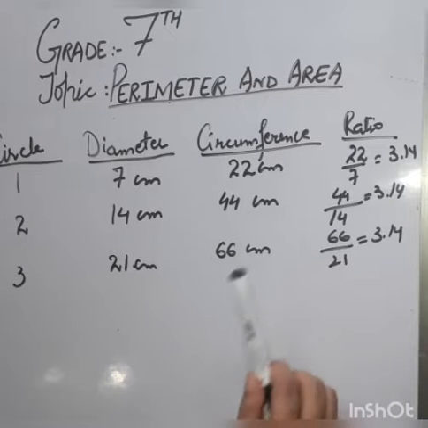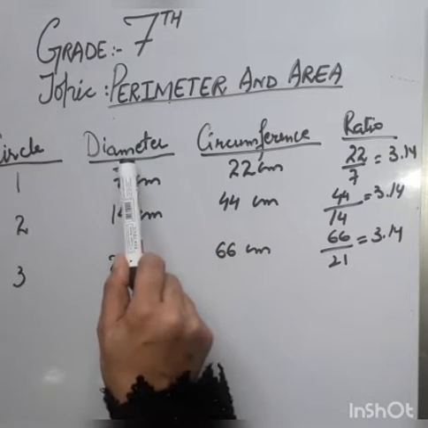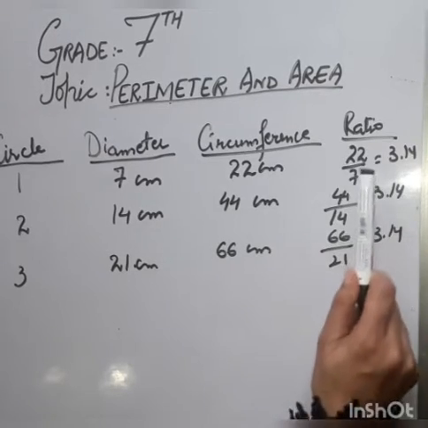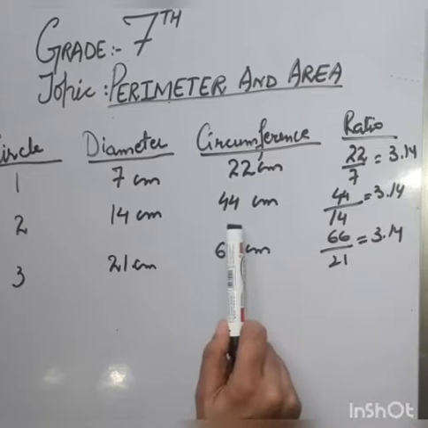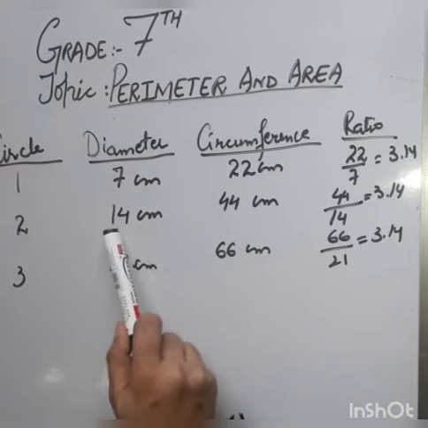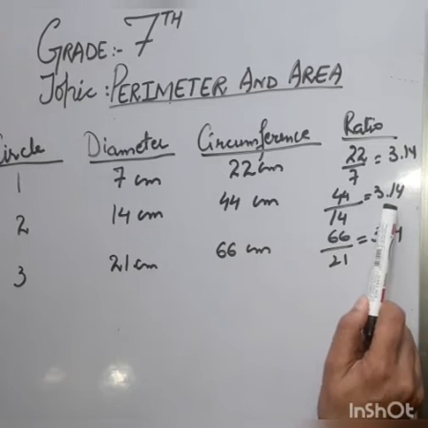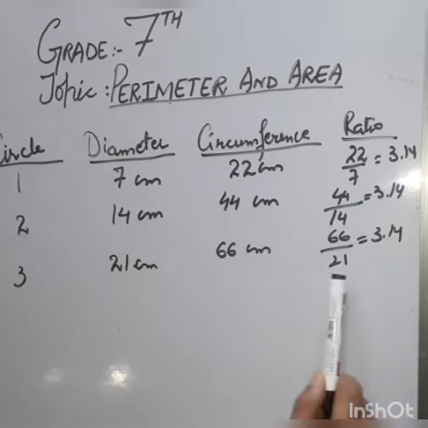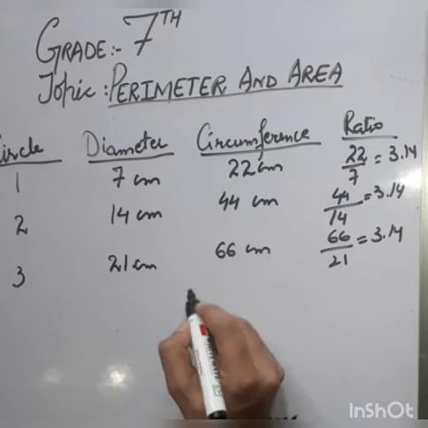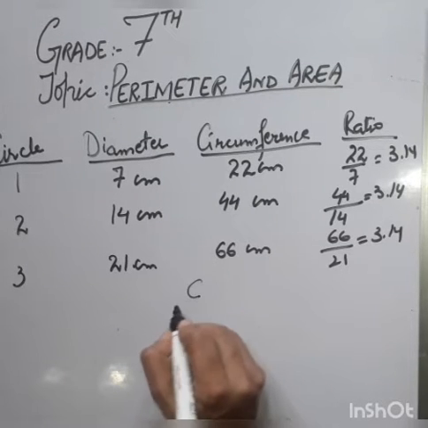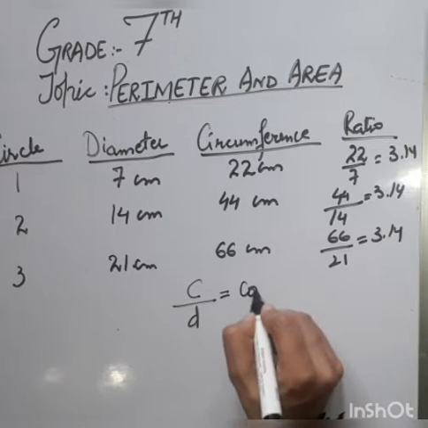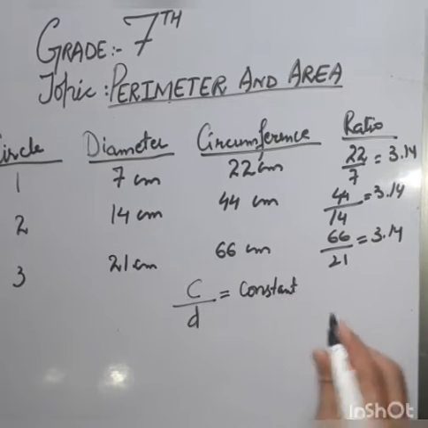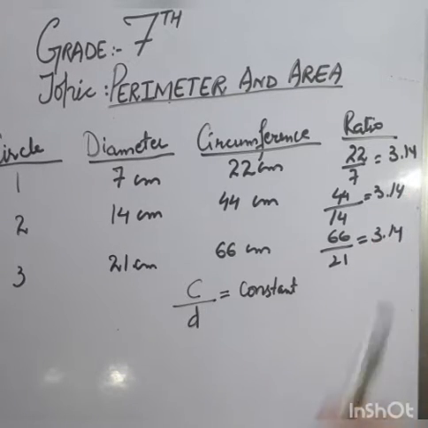Now, if we find the ratio, that is circumference by diameter, then in the first case the ratio will be 22 by 7, that is 3.14. And in the second case the ratio will be 44 by 14, that is again 3.14. Similarly 66 by 21 is again 3.14. So students, this ratio, that is C by D, circumference by diameter, is a constant number. That means this ratio is not changing, this ratio is constant.